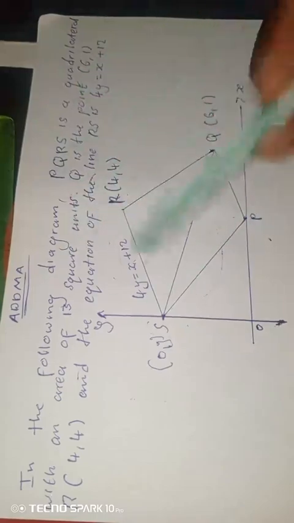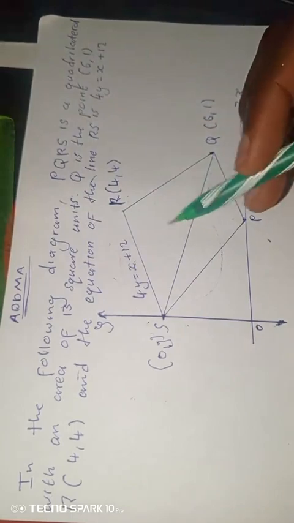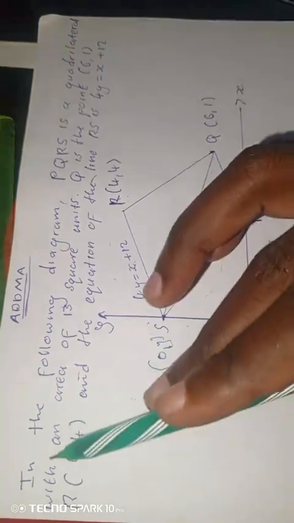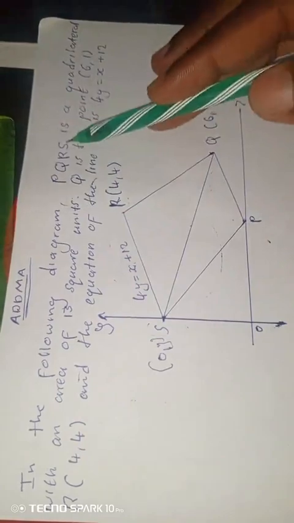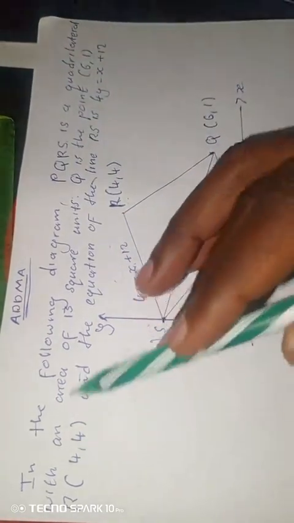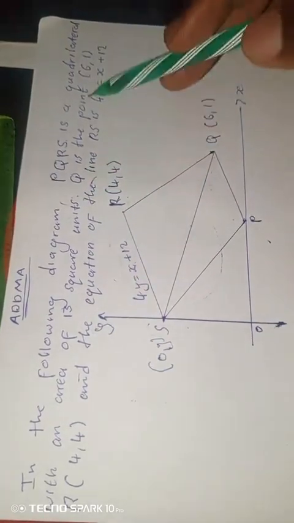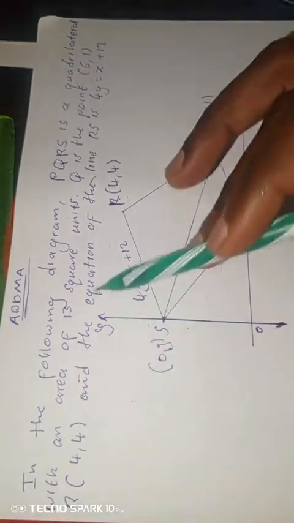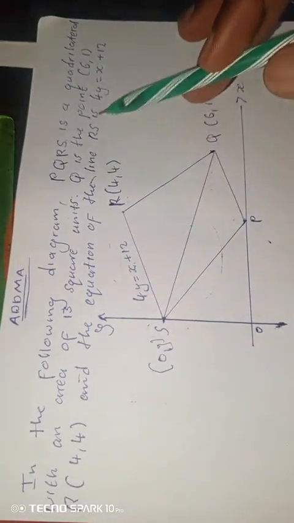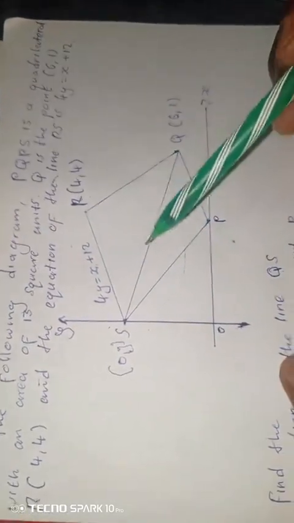We have this question on additional mathematics coming on the topic called coordinate geometry. The question reads: in the following diagram, PQRS is a quadrilateral with an area of 13 square units. Q is the point with these coordinates, R has these coordinates, and the equation of the line RS is 4y = x + 12.